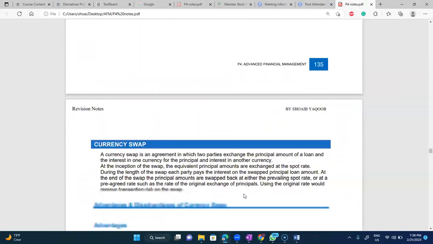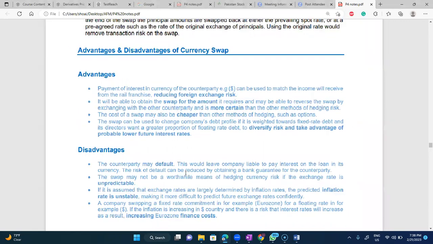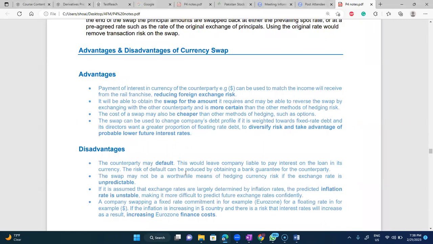Then there is a swaption, currency swap. This currency swap is also very important. It has been tested in past papers many times. So what is the benefit of currency swap? Payment of interest in the currency of the counterparty can be used to match the income it will receive. Using the currency swap, you can reduce the foreign exchange risk.